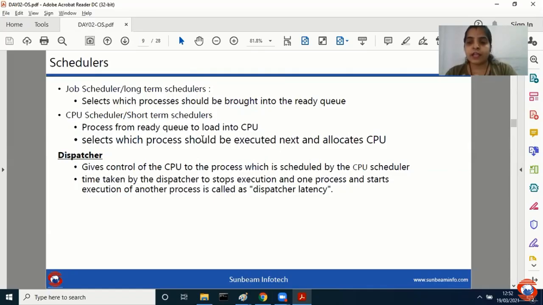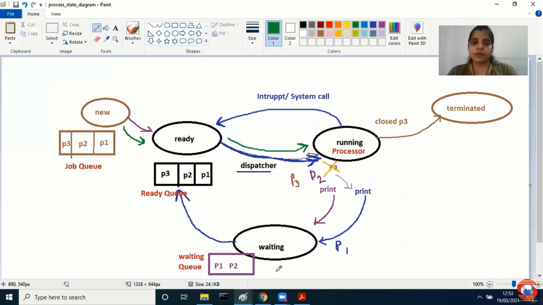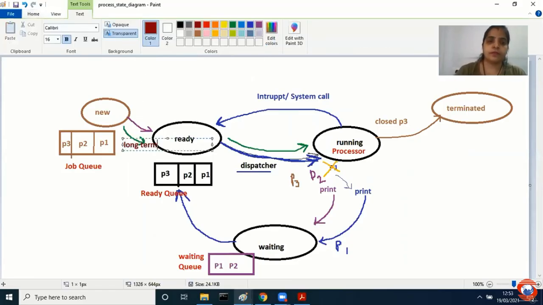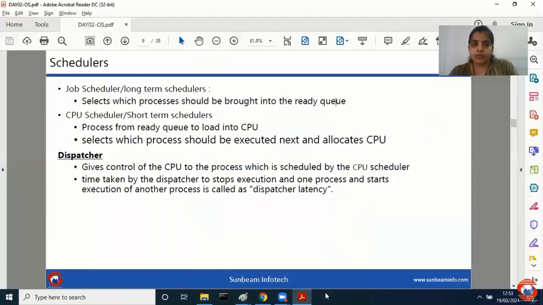In your CCAT, questions can be asked. Long-term schedulers are also called, the answer should be, job schedulers, right? Read this. It selects which process should be brought into the ready queue. Can I conclude, when my process goes from new to ready, this is managed by the long-term scheduler. And when my process goes from ready to running, those are managed by short-term schedulers. These are the naming conventions given. Processes from the ready queue being loaded into the CPU is done by your CPU schedulers.